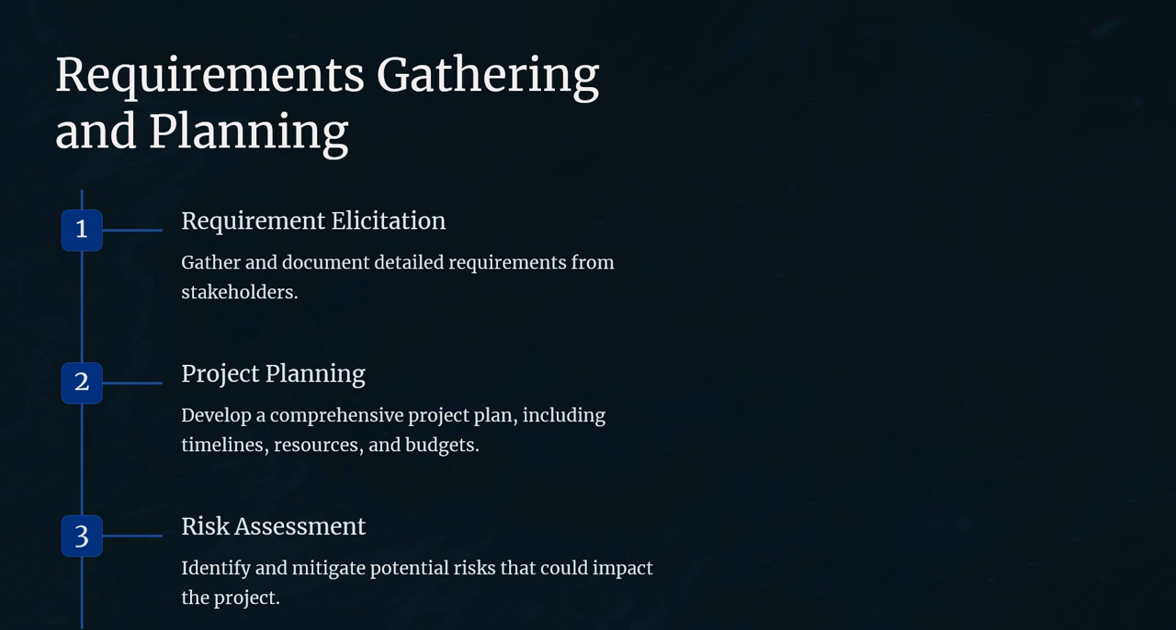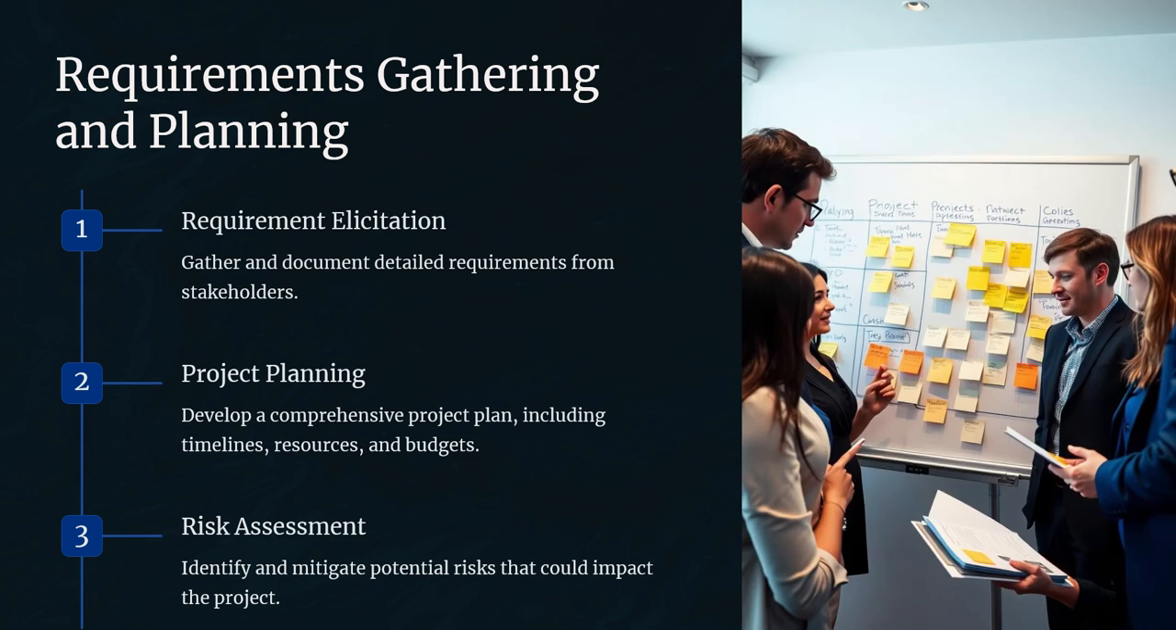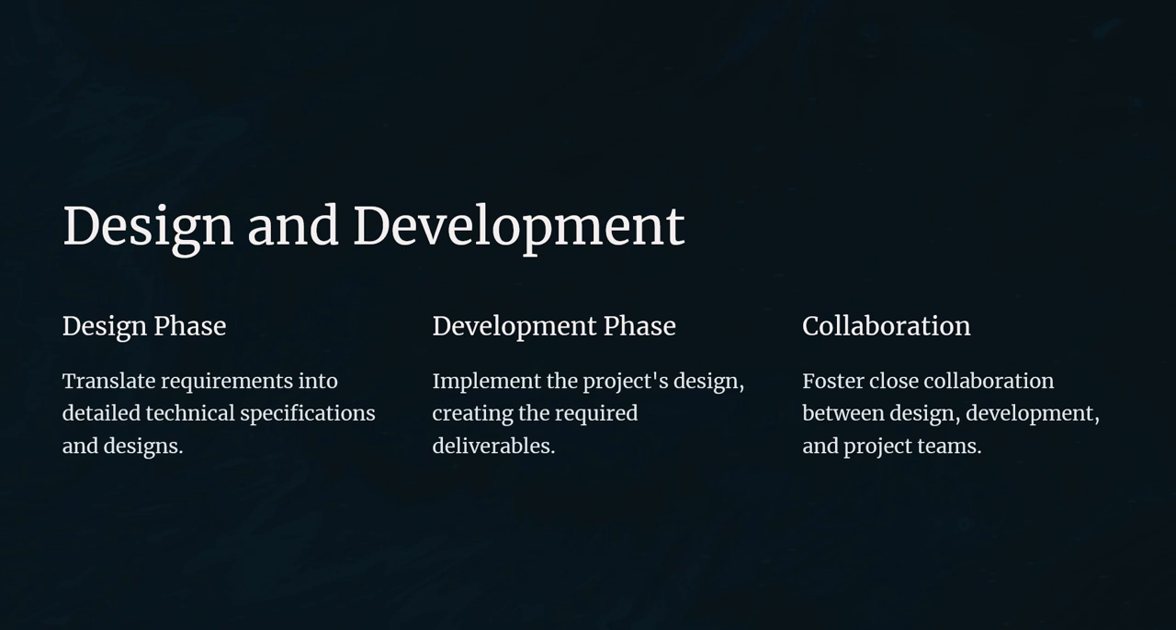The second phase is requirement gathering and planning. Requirement gathering is all about collecting detailed documents from the stakeholders, planning the project, doing PI planning, that is program increment planning, or creating the project plan that includes detailed information about timelines, resources, and budgets. Requirement gathering is also about doing risk assessment, identifying and mitigating the potential risks that could happen and impact the project.